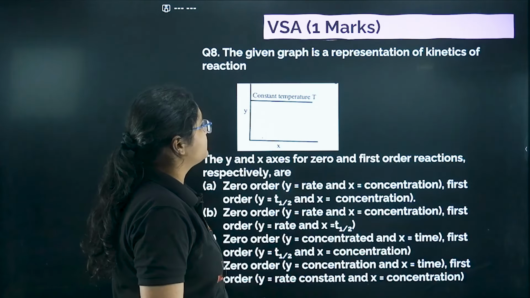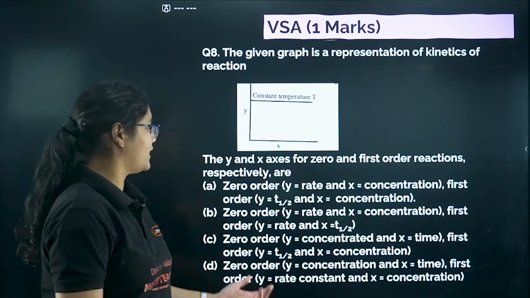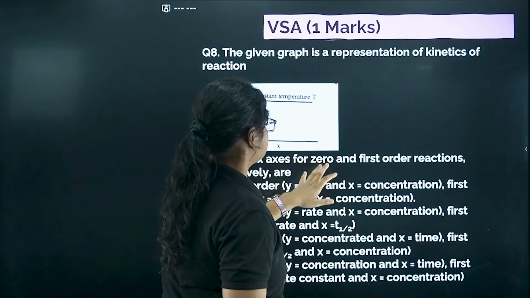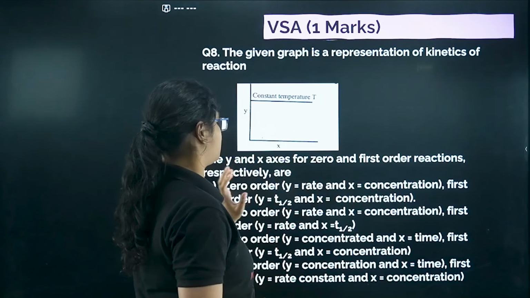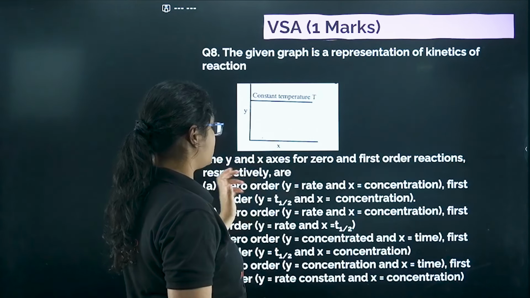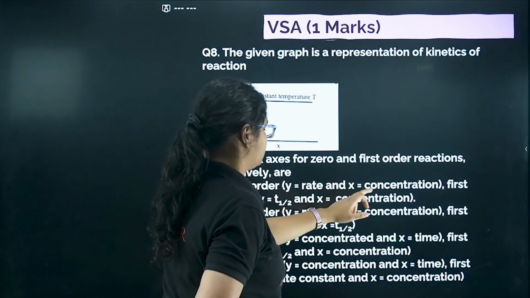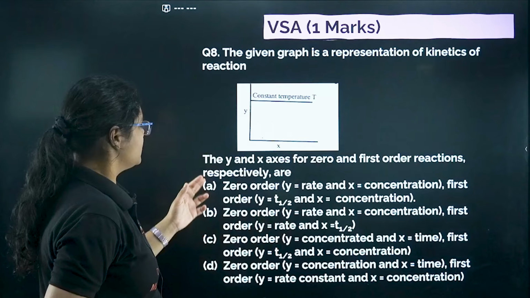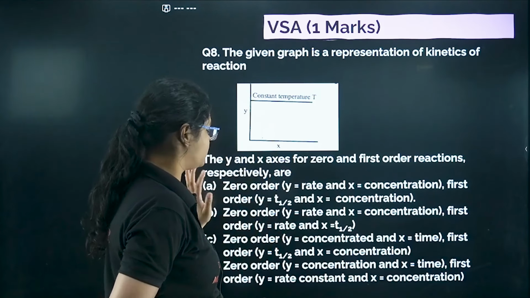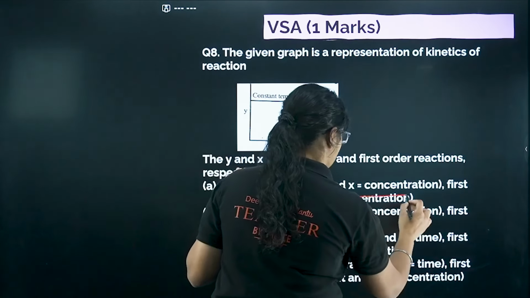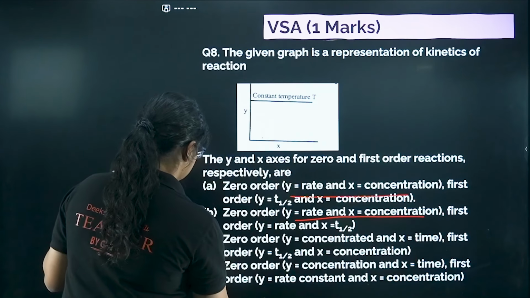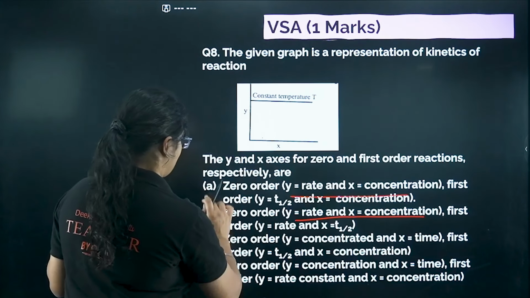Next, the given graph is a representation of kinetics of the reaction. So y and x axis for zeroth and first order reaction respectively are, okay. So y and x axis for the zeroth order, what it can be, okay, y can be rate and x can be concentration. Yes, that is correct. See, rate will not be affected on concentration, so y can be rate and x can be concentration and it will be a straight line. So this y rate x concentration is correct, y concentration x time, this is different, this is also different. So I can have A and B.